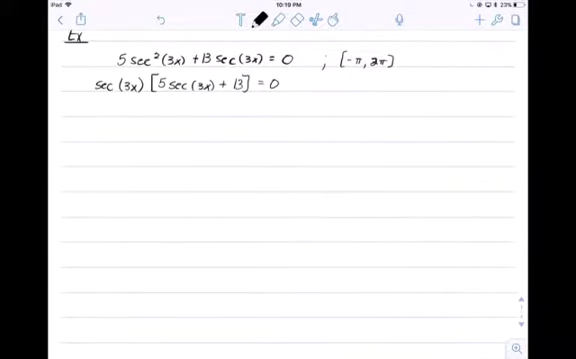Now, just like with quadratics, once we factor everything out, we can set each factor to 0. The first one is secant of 3x equal to 0. And the next one is 5 secant of 3x plus 13 equal to 0.